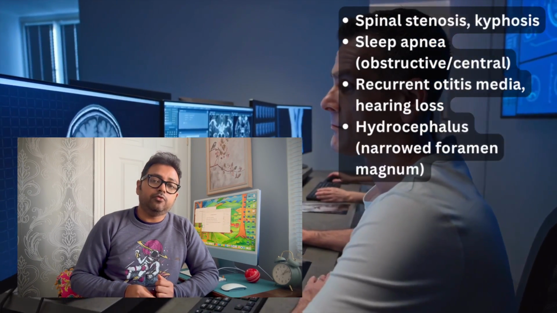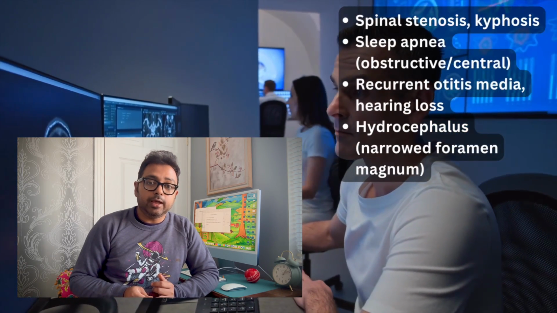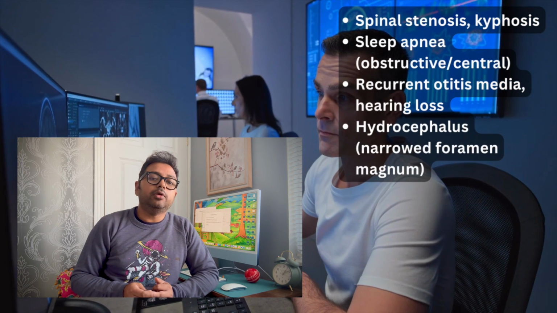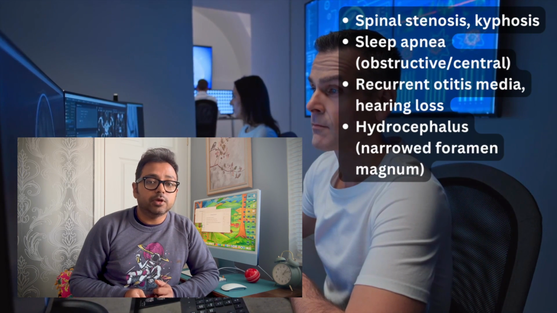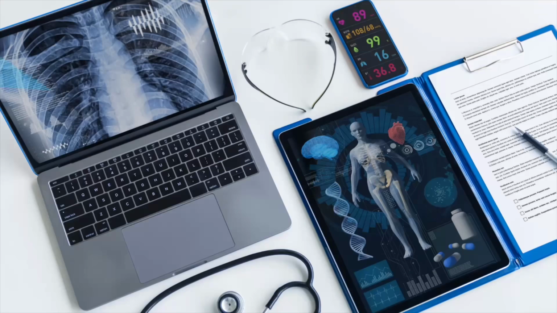What are the complications? These are hydrocephalus due to narrowing of foramen magnum. There could be spinal stenosis, and kyphosis can also be associated. Recurrent otitis media and hearing loss are very common. Sleep apnea is also seen in those patients. And last, obesity.